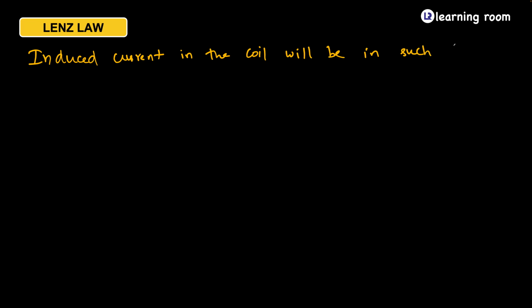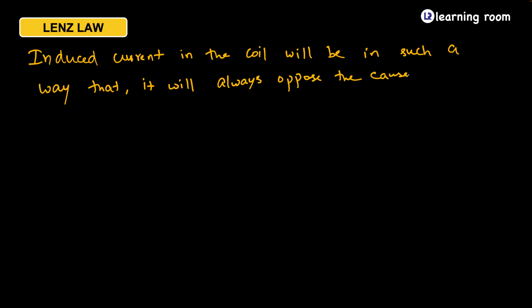So here Lenz's law states: induced current in the coil will be in such a way that it will always oppose the cause. That it always tries to oppose the cause.